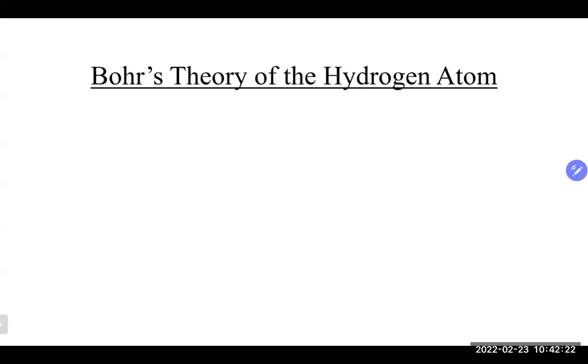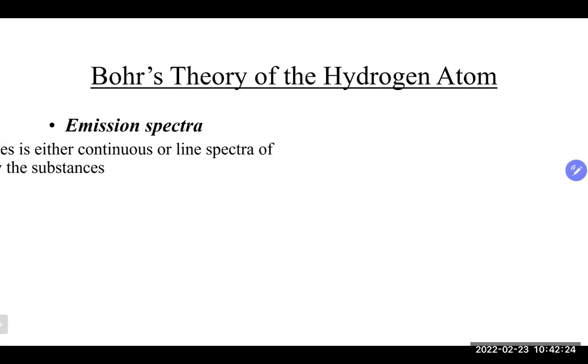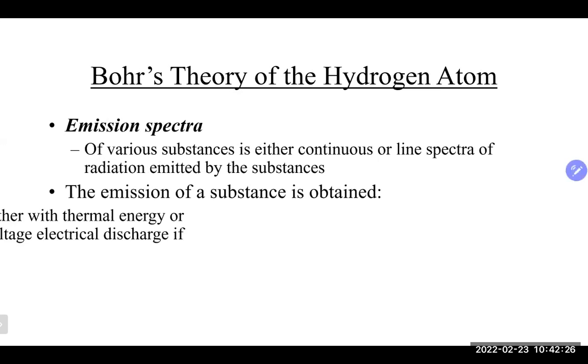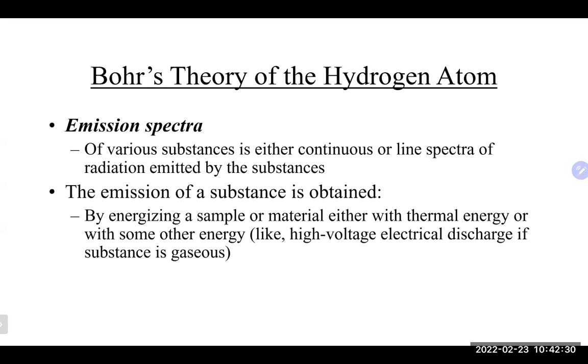So this brings us to the idea of Bohr's theory of the hydrogen atom. When we get electrons transitioning between different energy levels, they will sometimes give off what is referred to as an emission spectrum. An emission spectrum is usually what occurs as those electrons transition from a higher energy level to a lower energy level. Basically, the atom is emitting that energy to the surroundings.